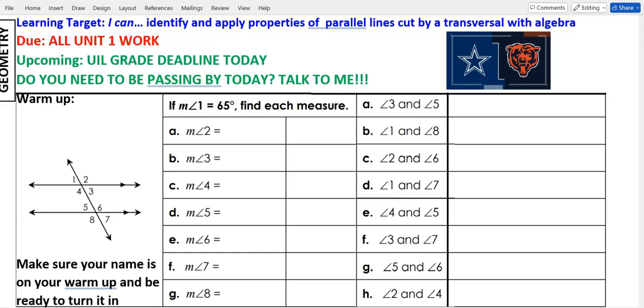Still finishing tests. When those are all done, we'll get you your grades back. But for now, UIL grade deadlines today. We're going to turn in all your Unit 1 work, right?